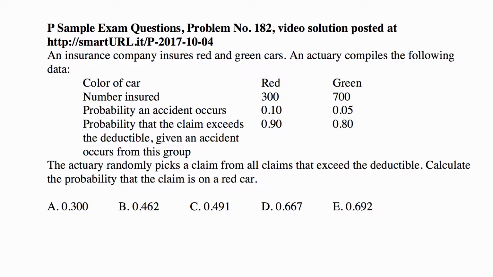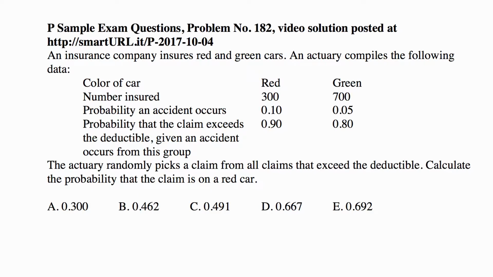Note that this could be interpreted as the probability of a car randomly picked from the insured cars being red as 0.3, and the probability of a randomly picked car being green is 0.7, because all insured cars are either red or green. That's an important observation. Probability an accident occurs is 0.10 for red cars and 0.07 for green cars.